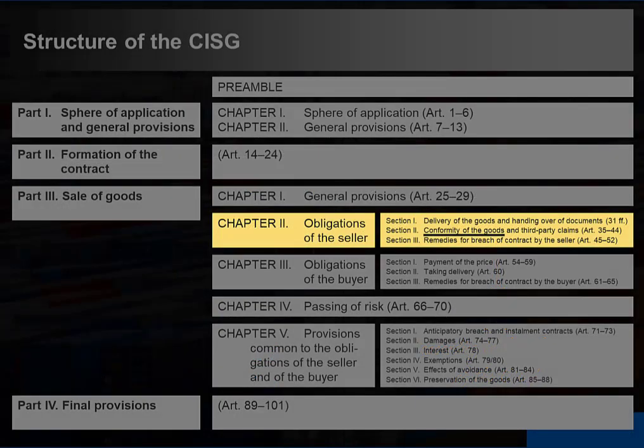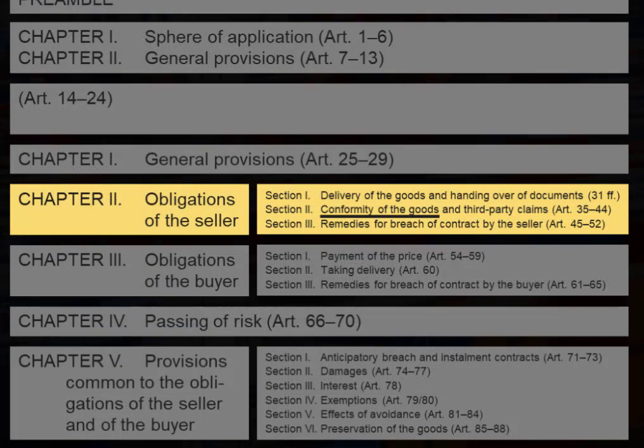Let me move on to a next issue, the issue of conformity or non-conformity of the goods sold. Disputes over the quality of the goods and over the claims the buyer can make if the goods are defective are the single most important areas of conflict in sales law practice.